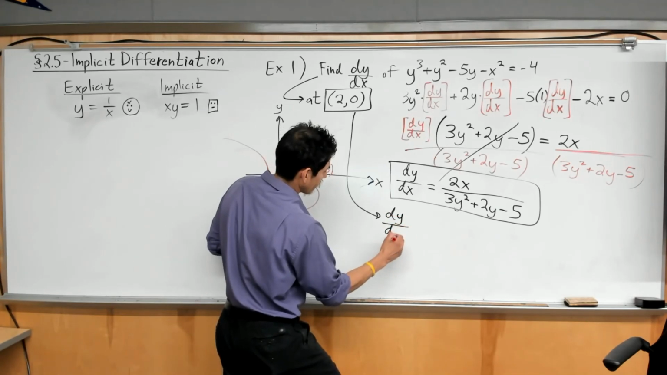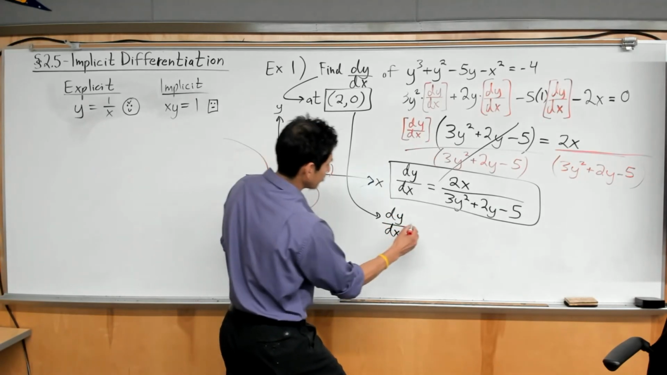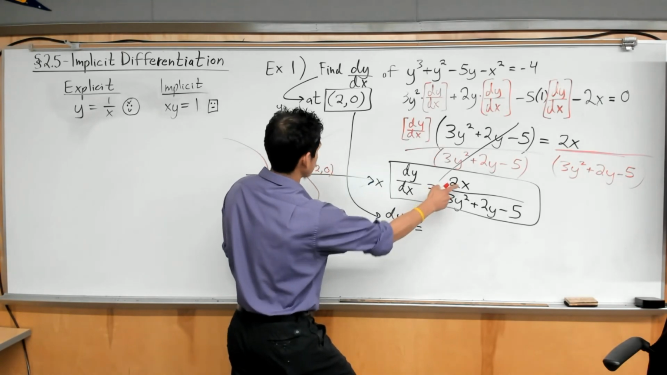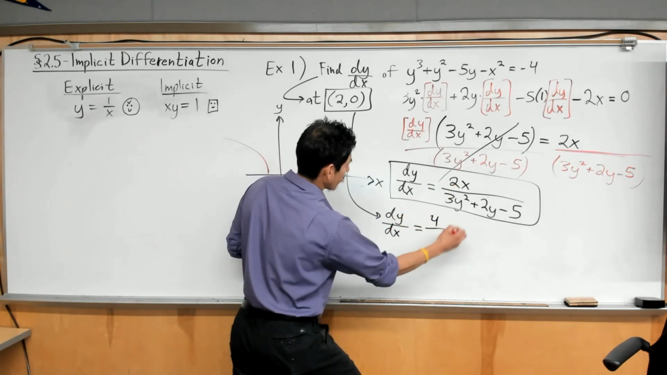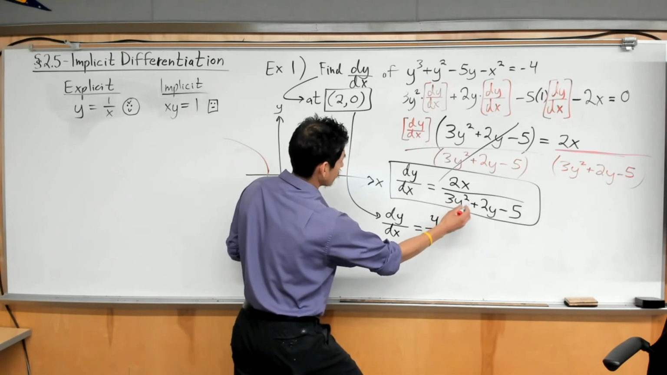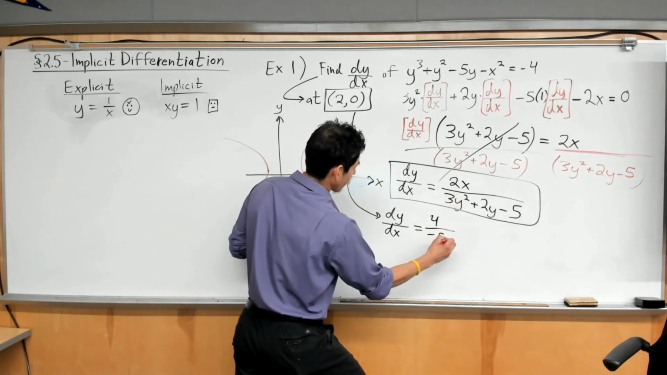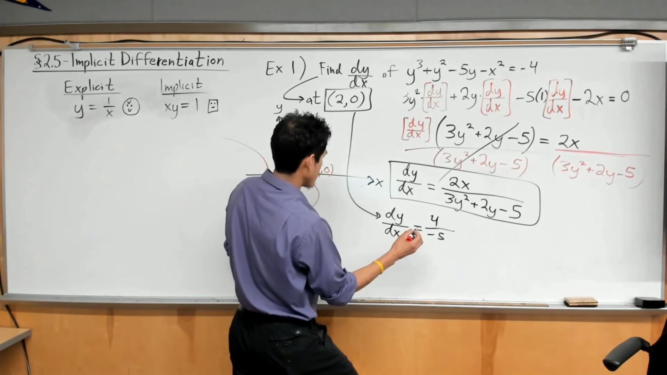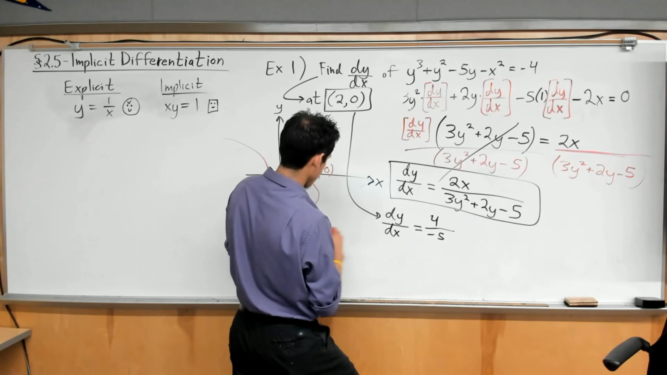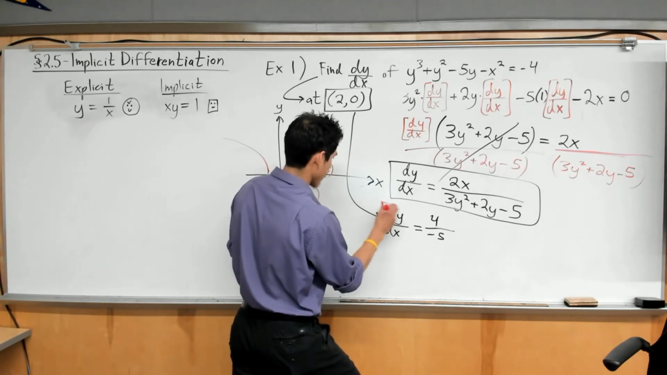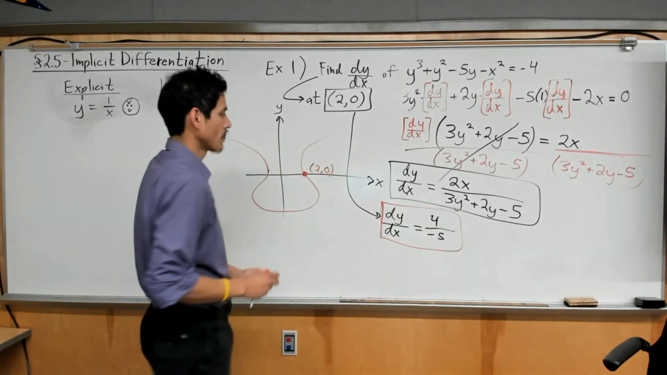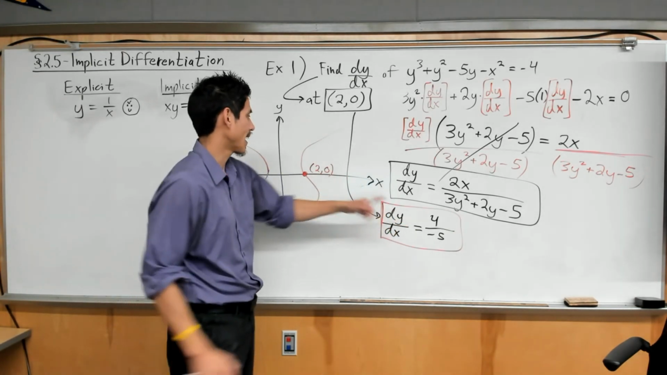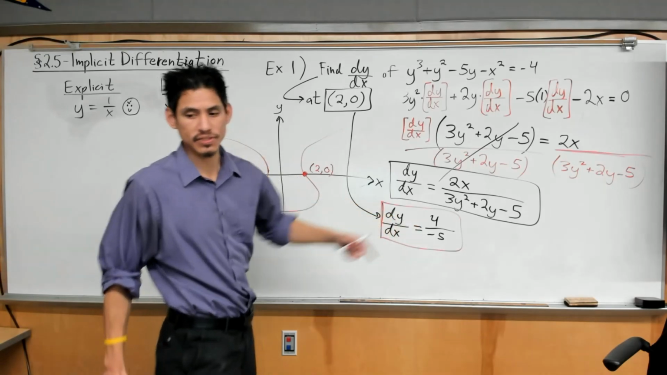hopefully I can, I hate hunching down, but you gotta do what you gotta do. So dy/dx is 2 times 2, 4, minus 3 times 0, which is 0, over negative 5. Negative 4/5. So it's saying the slope at this point is negative 4/5.